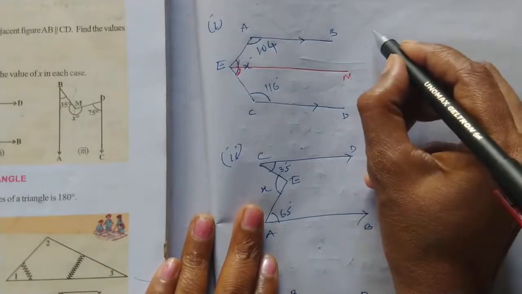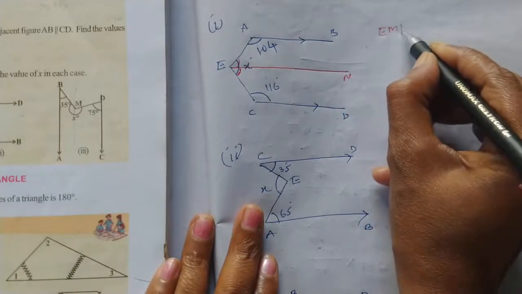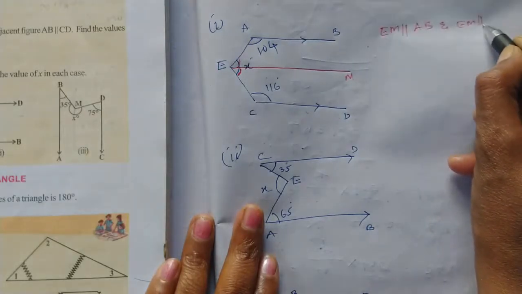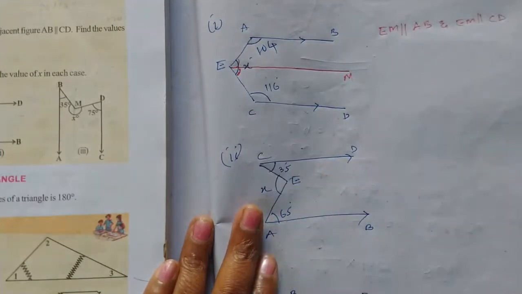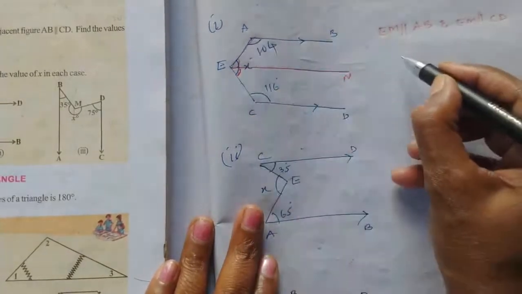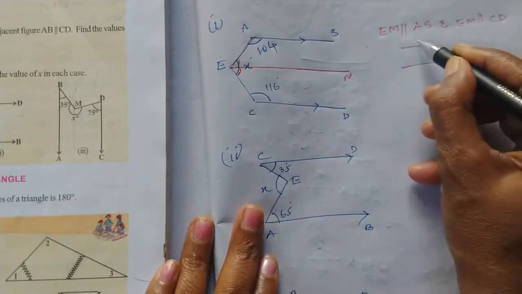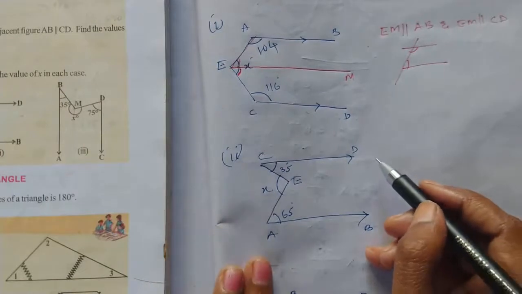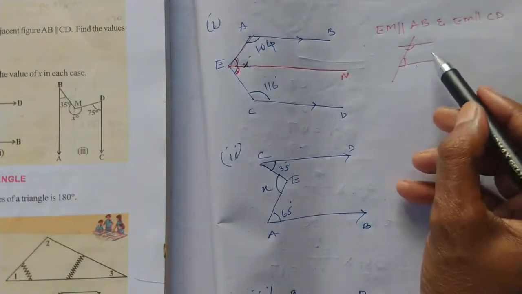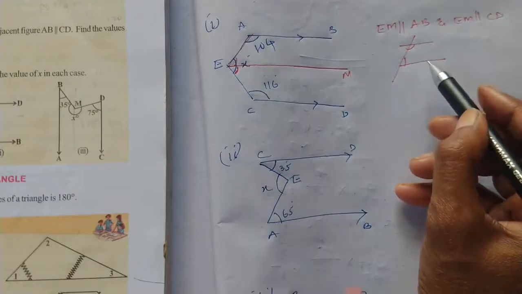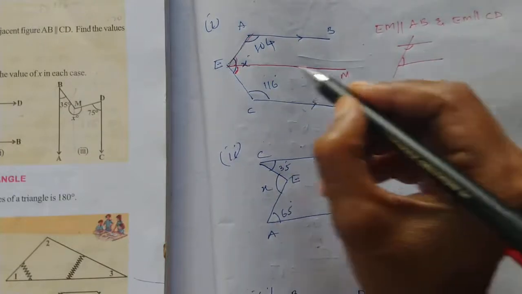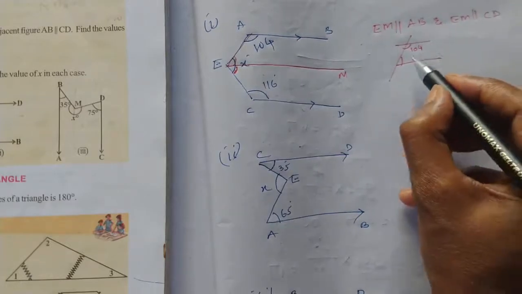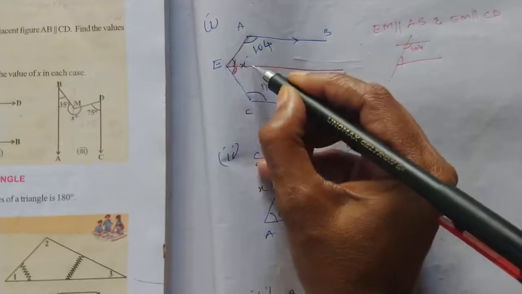Now we can say EM is parallel to AB and also EM is parallel to CD. Whenever these two are parallel, this is the transversal line. Then these two angles are interior angles on the same side of the transversal. They are supplementary to each other, that is, the summation is equal to 180 degrees. This is 104 degrees. And this angle x is divided into two angles.